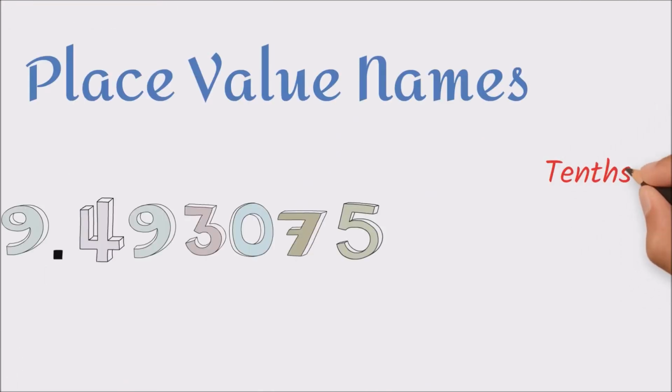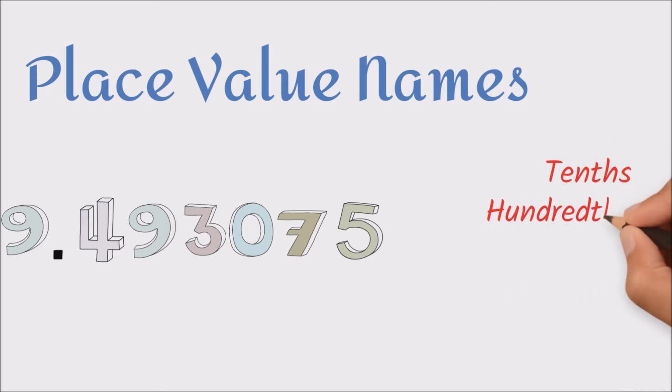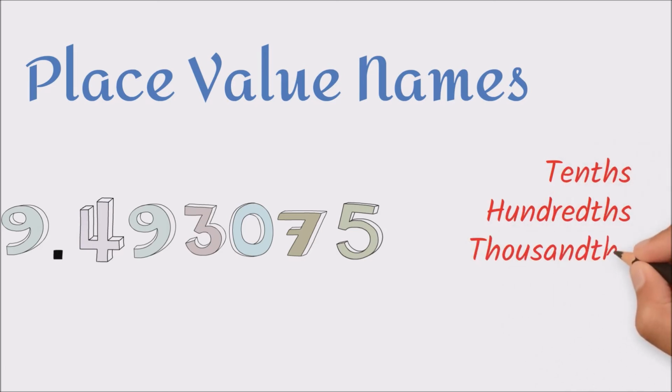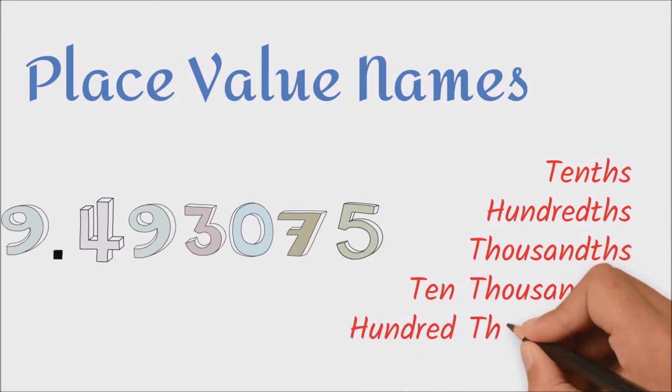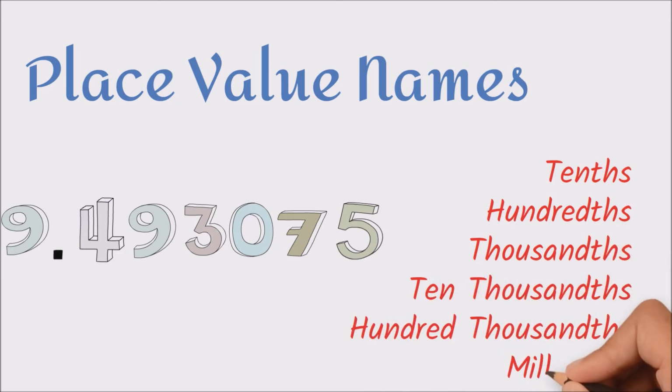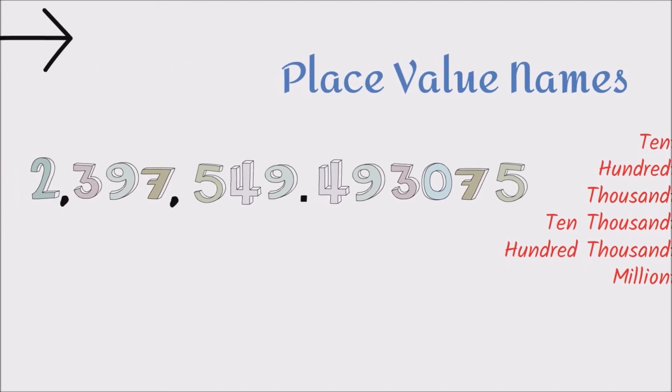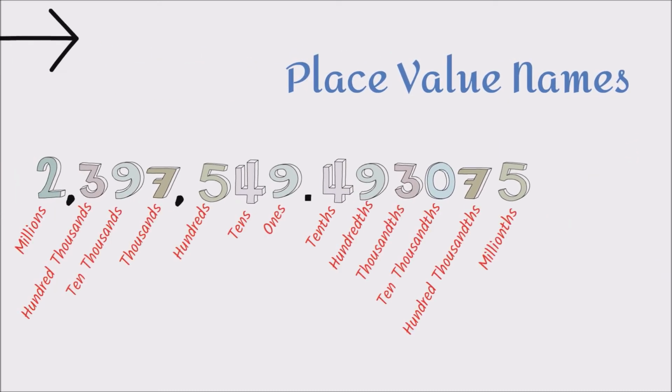Now, as we increase the decimal digits, here are the other place value names. For the 3rd digit, we have thousandths. For the 4th digit, we have 10,000th. 5th is 100,000th, and 6th is million. And we'll stop there. Note how these names are super similar to those of the whole numbers. Here's the complete list of all the place value names that we've covered.